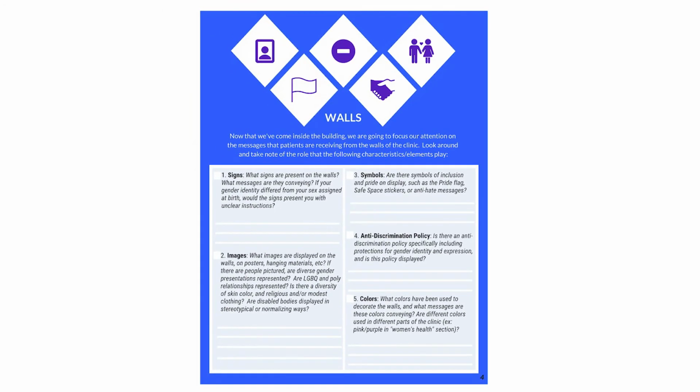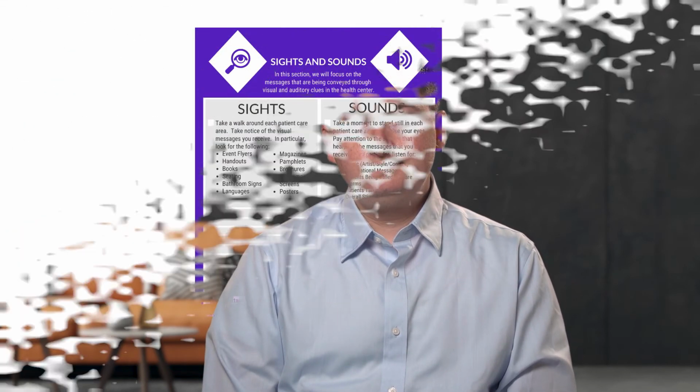Lastly, take a look for the colors in the environment. What colors have been used to decorate the walls? And what messages are these colors conveying? Are different colors used in different parts of the clinic, like a pink and purple wall in the, quote, women's health section? This is something to be aware of.